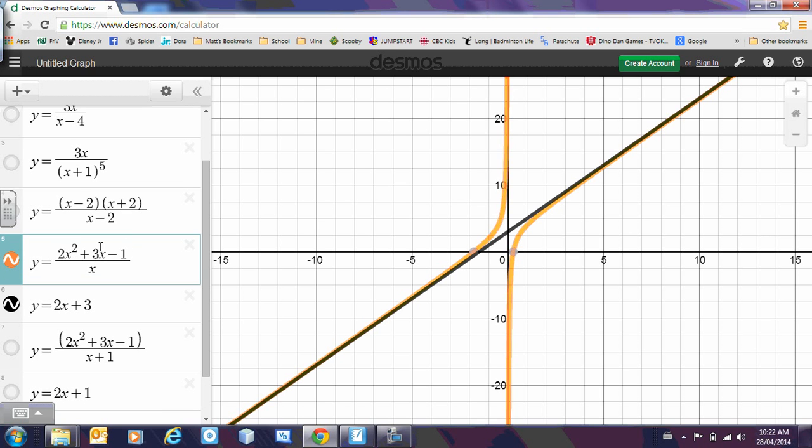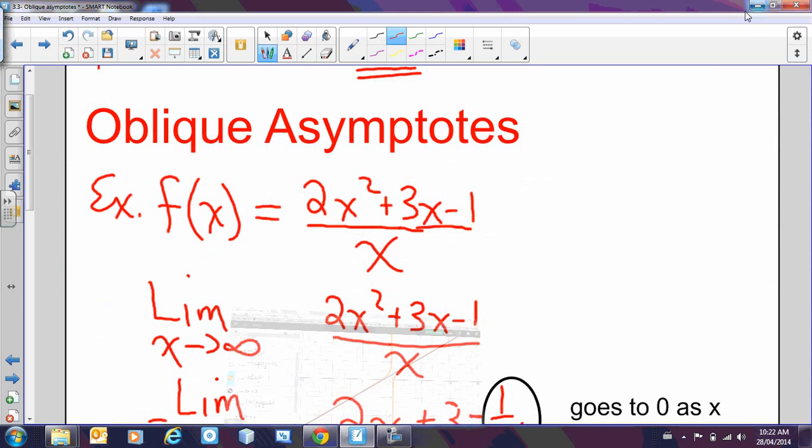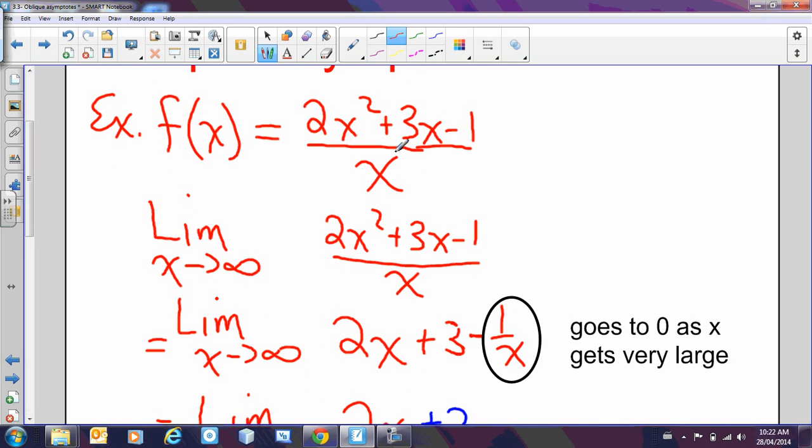The question itself, 2x squared plus 3x minus 1 over x, can be considered a division. So what we'll do is actually do that division to determine what our oblique asymptote is. It's a pretty simple division, really. I can rewrite the question as 2x squared over x plus 3x over x minus 1 over x, and then simplify each of these terms, and I get down to that.